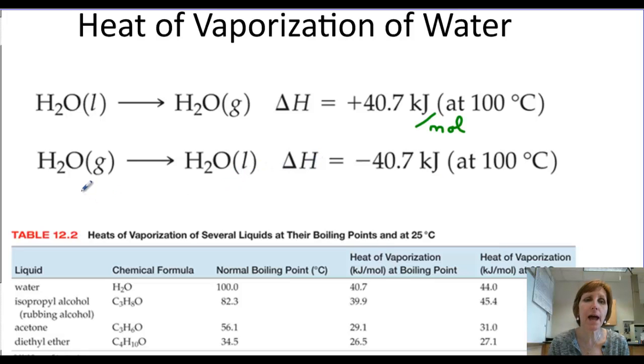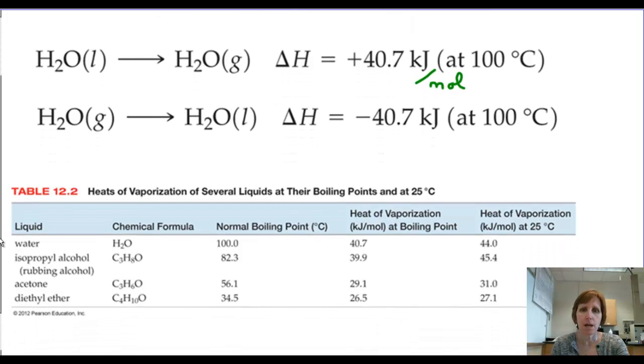Now for the exothermic process of going from a gas to a liquid, condensation, you're going to have a negative delta H vaporization. And you can see in these charts that depending on the substance and its boiling point, you're going to have a different amount of heat necessary to change that 1 mole, either from liquid to gas or gas to liquid.